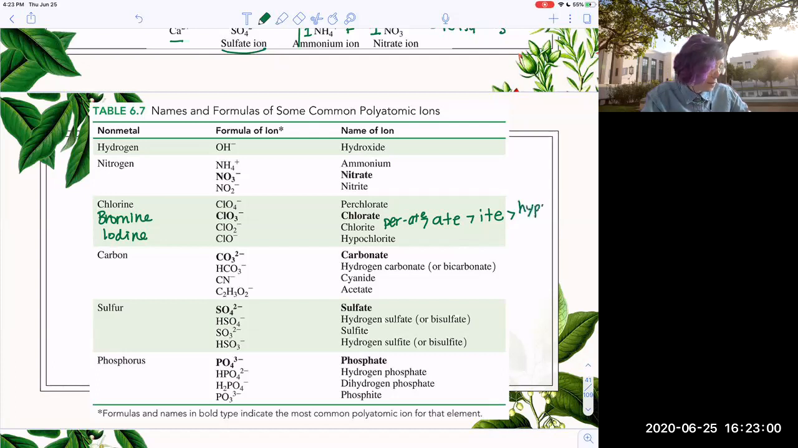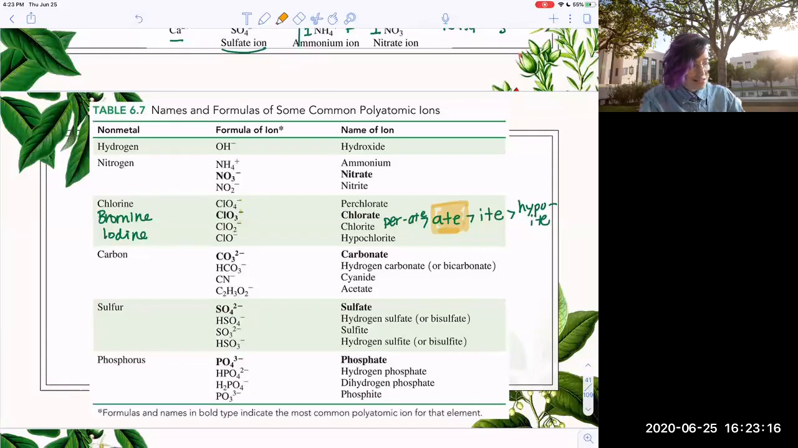So if you can just memorize the -ate, all you have to do to make the per-ate or the -ite or the hypo-ite is to change the number of oxygens, because the charge stays the same in all of them. The only difference between them in a series is the number of oxygens. So if you just memorize all your -ates, you know all the rest of them. If nitrate is NO3 minus, nitrite is NO2 minus. Same charge, different oxygens. And then the other thing to kind of notice is that if I add in a hydrogen, it changes the charge.